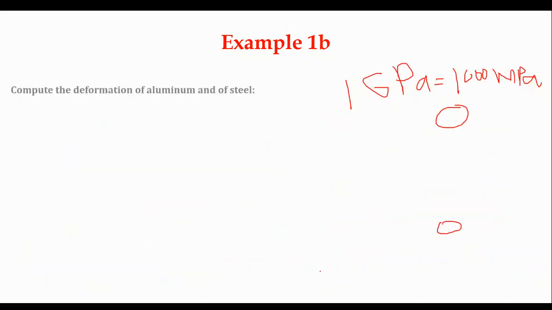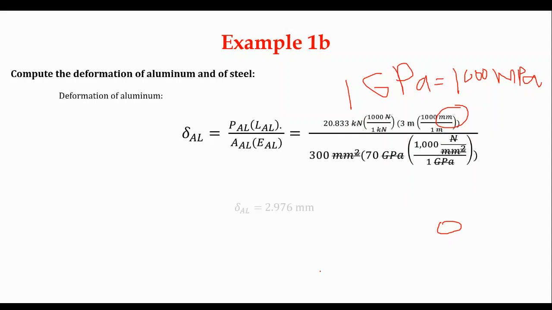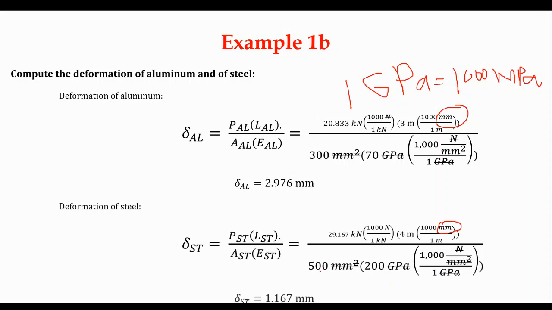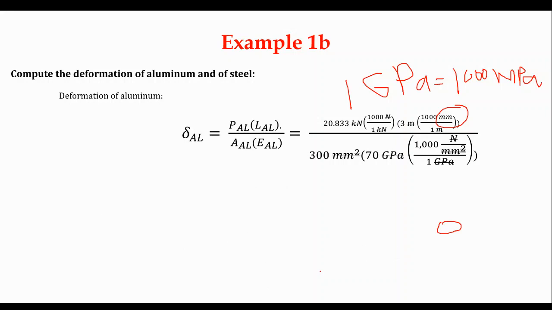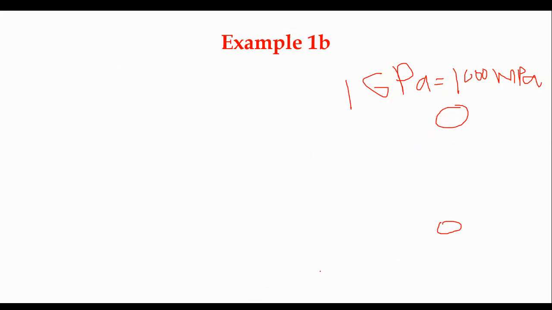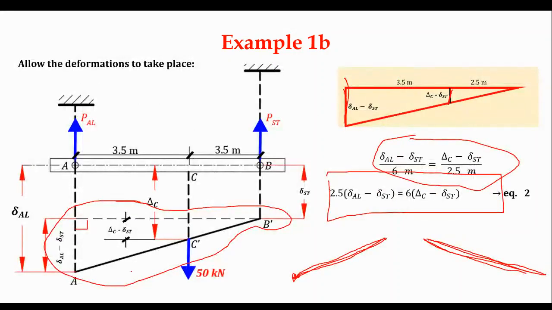Let's check. The value of the deformation of aluminum is 2.976, while that of steel is 1.167. So it's correct, because in our figure aluminum elongated more than steel. So our answer is consistent with our drawing.